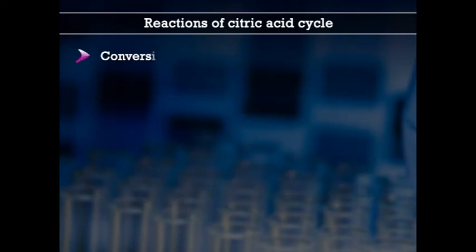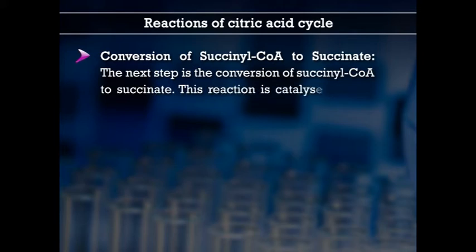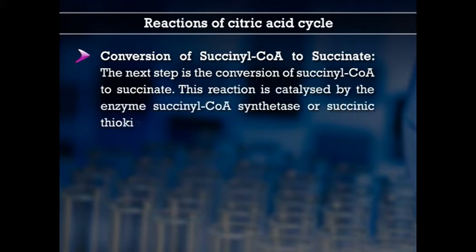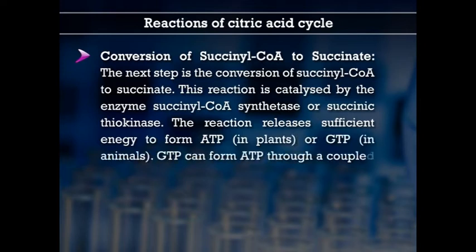Fifth step, that is conversion of succinyl-CoA to succinate. This reaction is catalyzed by the enzyme succinyl-CoA synthetase or succinate thiokinase. The reaction releases sufficient energy to form ATP in plants or GTP in animals. GTP can form ATP through a coupled reaction.